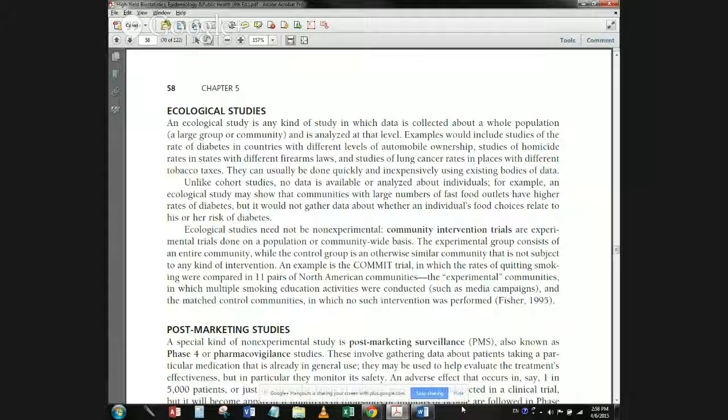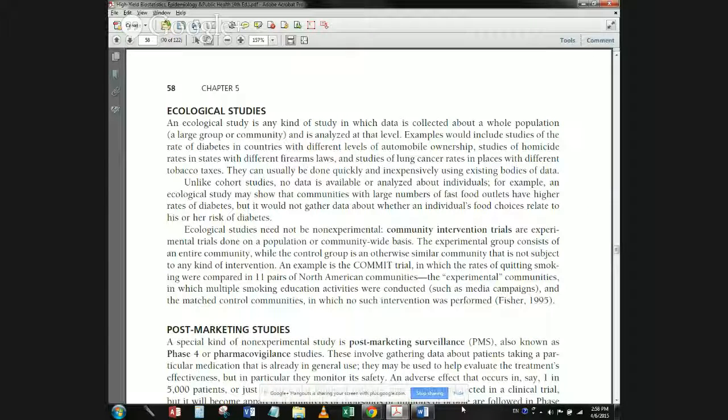An example is the COMMIT trial, in which the rates of quitting smoking were compared in 11 pairs of North American communities. The experimental communities, in which multiple smoking education activities were conducted, such as media campaigns, and the matched control communities in which no such intervention was performed. This was the Fisher study in 1995.